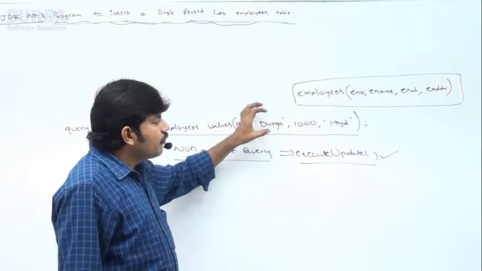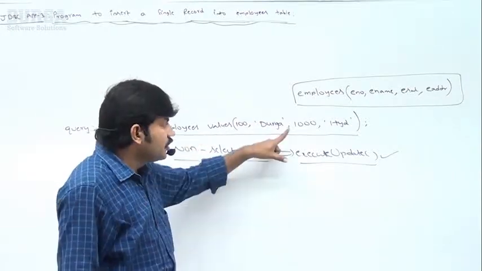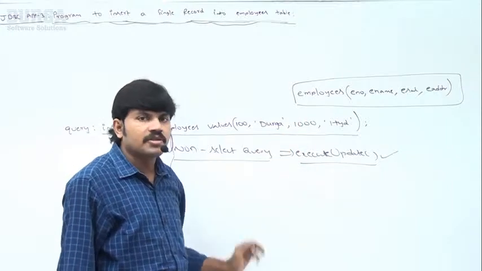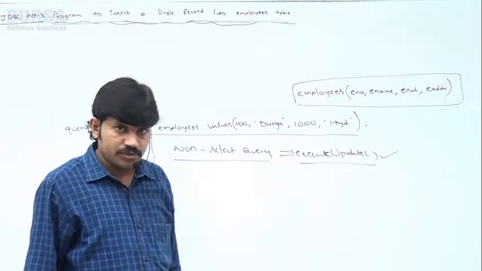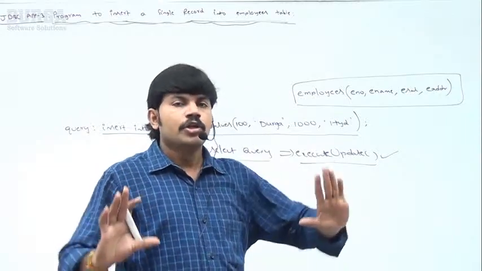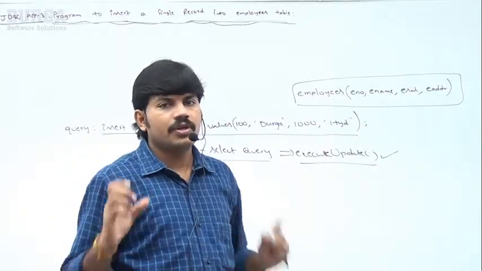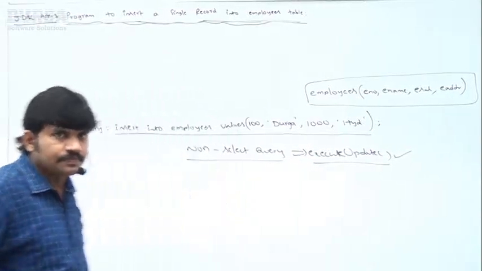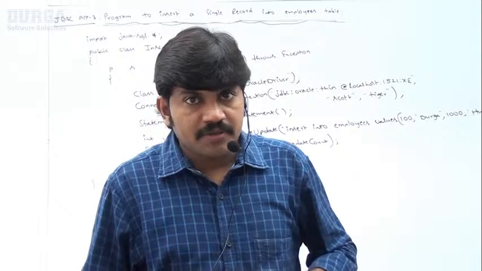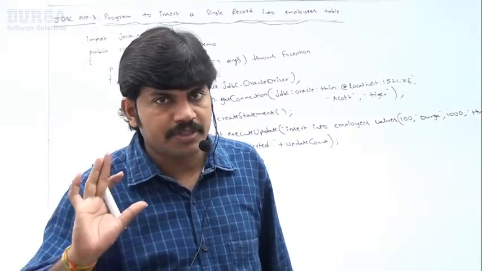So, I want to insert a single record into the database. For that, what is my SQL query, and which execute method do I have to use? Is it clear for all of you? If you feel comfortable, let me go for a small program. I will explain the complete program, how to insert a single row into a database table.